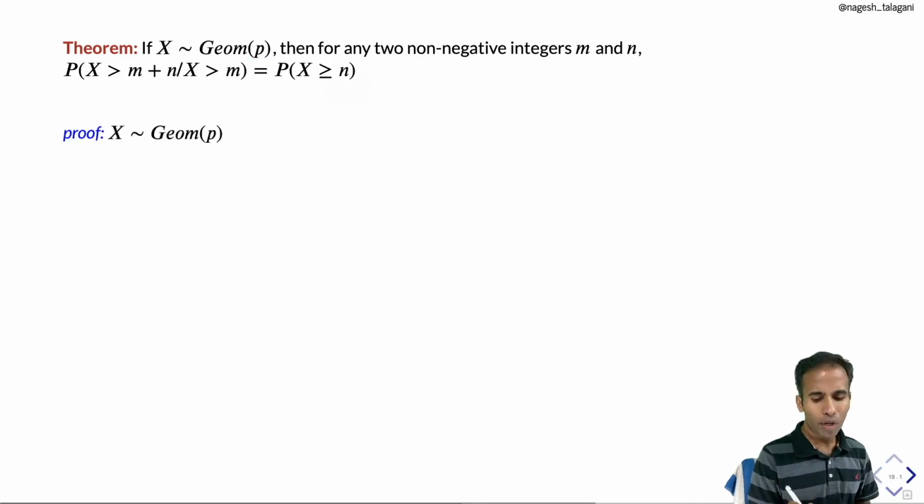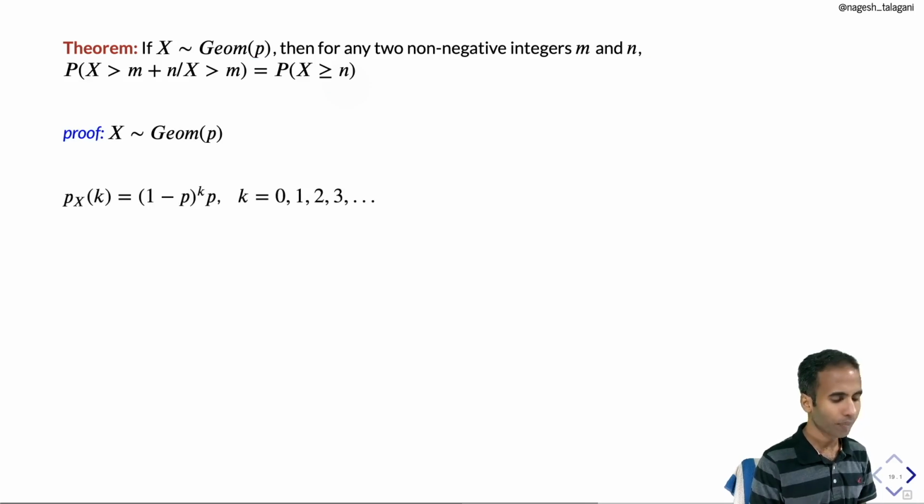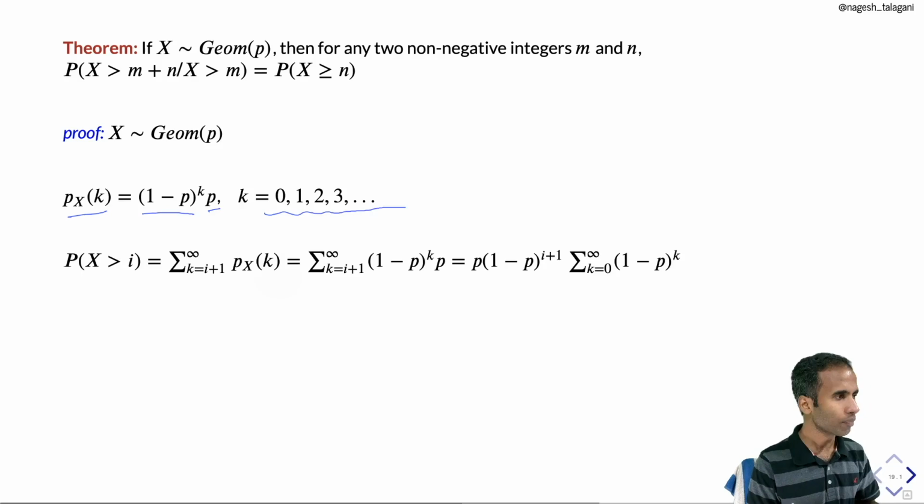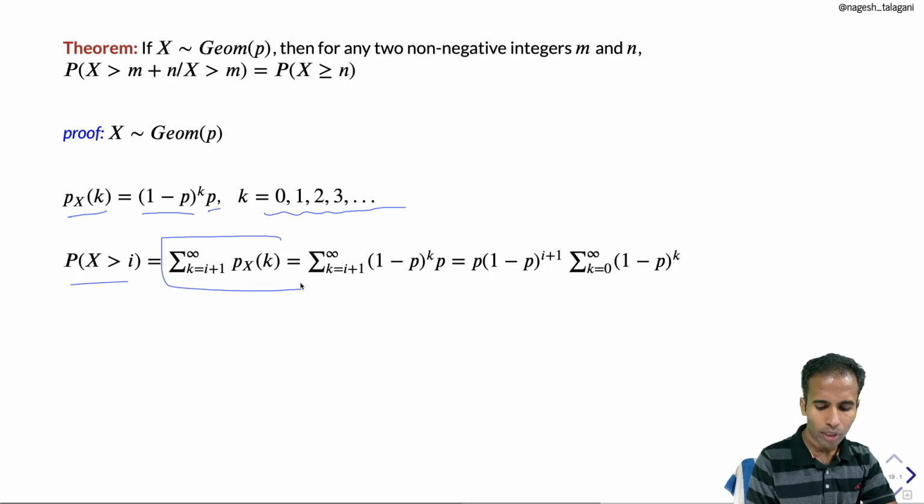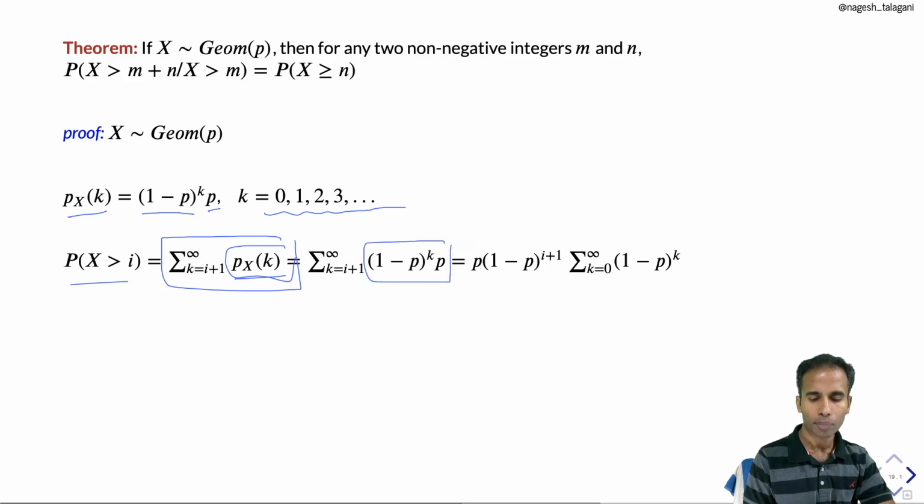Proof. Here x follows a geometric distribution with parameter p. So the PMF is this: P_X of k equals (1 minus p) to the power of k times p, for k equal to 0, 1, 2, 3, and so on. Now let us compute the probability of x bigger than i. To compute this, we simply add up PMF values from i plus 1 onwards. So summation k equal to i plus 1 to infinity of P_X of k. Here P_X of k is (1 minus p) to the power of k times p.